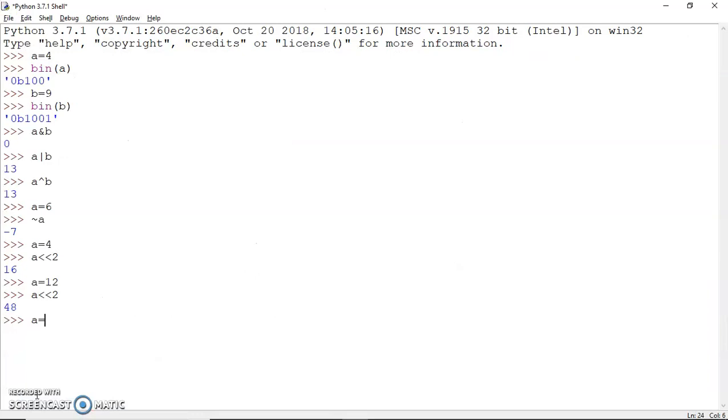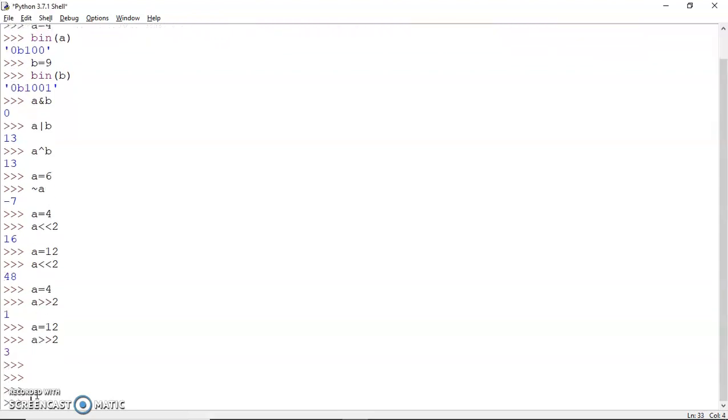So if we have a is equal to 4 here, and I now right shift a by 2 bits, the answer is 1, and if a is 12 and I right shift it by 2 bits, the answer is 3, as we discussed.